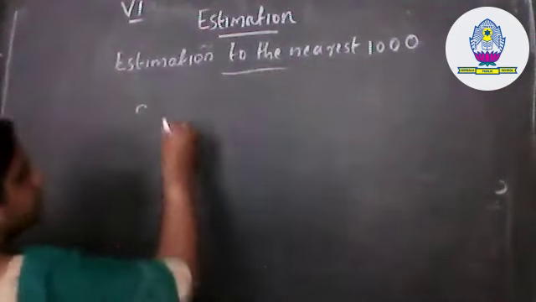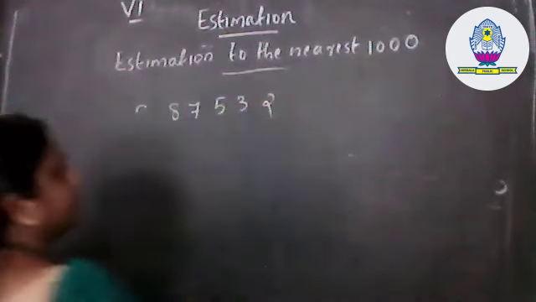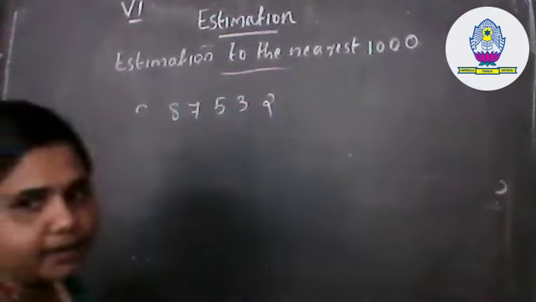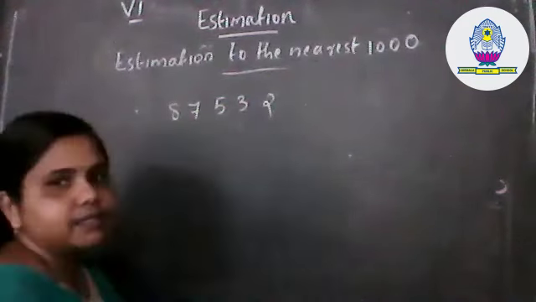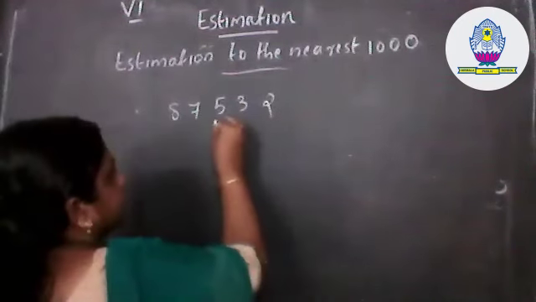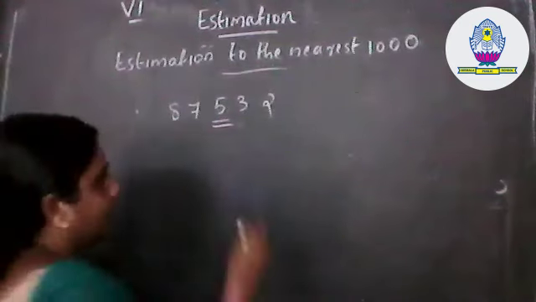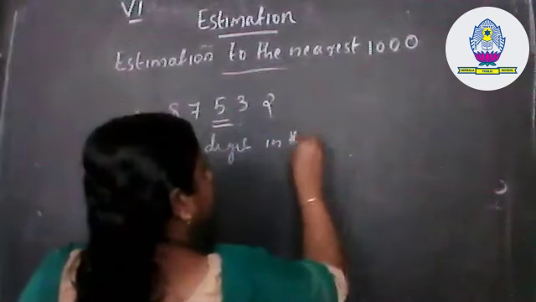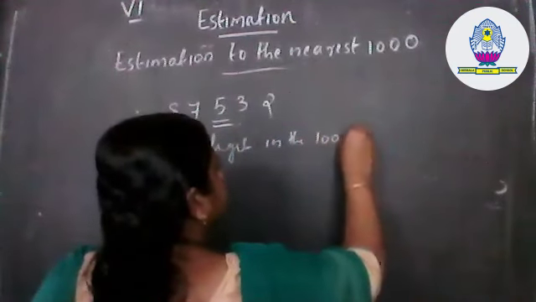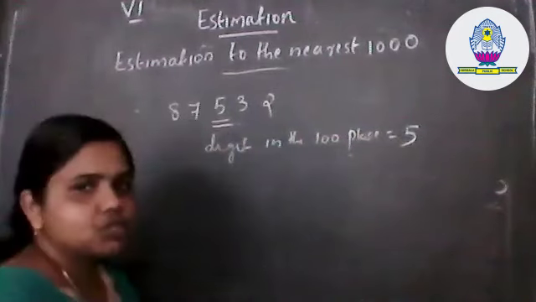So next example is 87,532. So take the digit in the hundreds place. The digit in the hundreds place is 5, the digit in the hundreds place is equal to 5. 5 means just equal to 5.